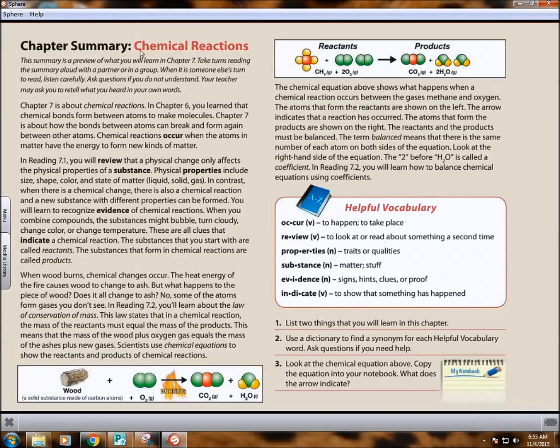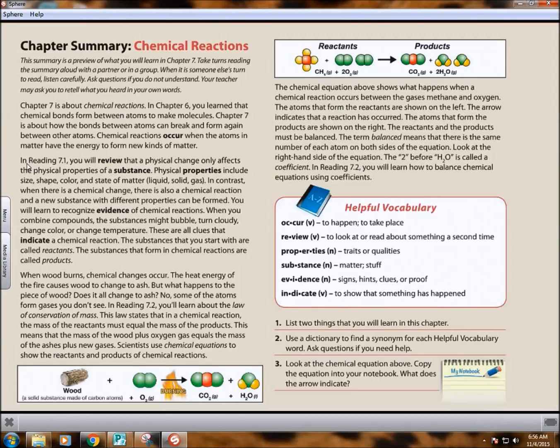So this is the chapter summary, and this whole chapter, chapter 7, will be about chemical reactions. In chapter 6, you learned that chemical bonds form between atoms to make molecules. Chapter 7 is about how bonds between atoms can break and form again between other atoms. Chemical reactions occur when the atoms in matter have the energy to form new kinds of matter.